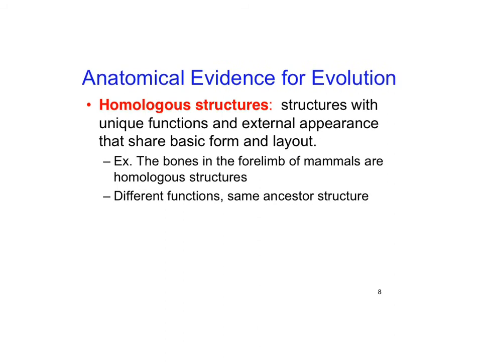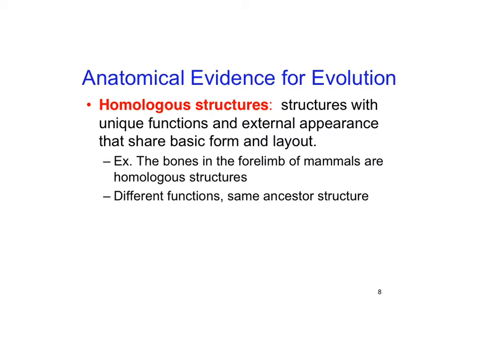The first is some anatomical evidence that we're going to talk about. The first is homologous structures. This word is homologous. These are structures that have different functions and different appearance. They look different, but inside their basic form and layout is the same. And this shows you that they have a common ancestor. That is, that they share some kind of a connection in their evolutionary past.